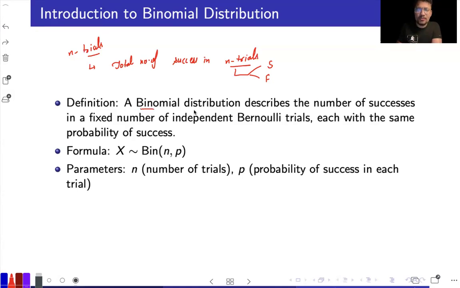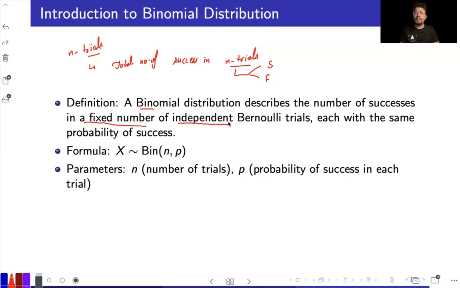So binomial distribution describes the number of successes in a fixed number of independent Bernoulli trials. Here, that is a very important point. We are having independent Bernoulli trials. That means to say the first trial is not affecting the second trial. The second trial is not affecting the third trial and so on. So we are having the case of independence.